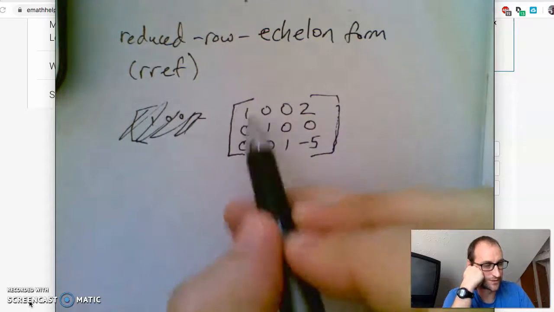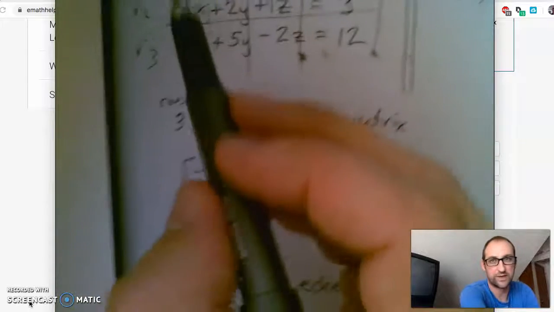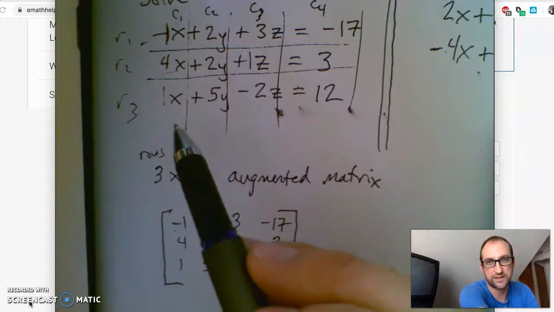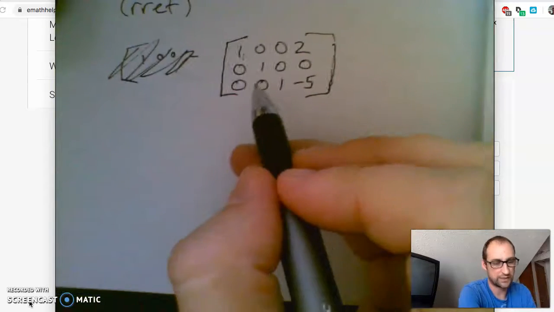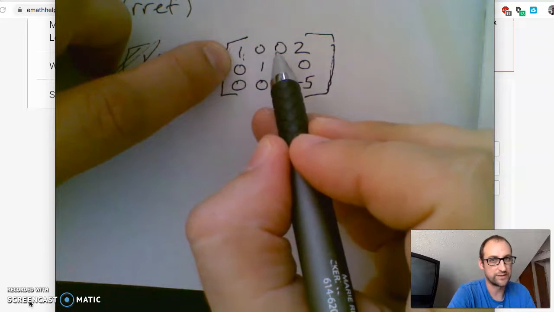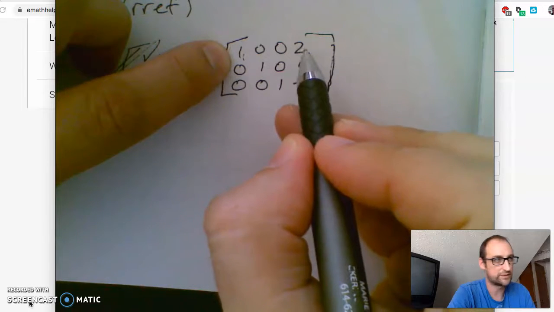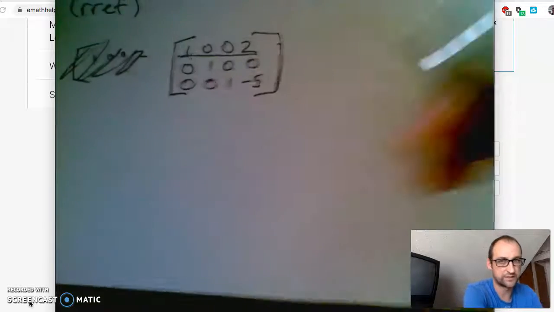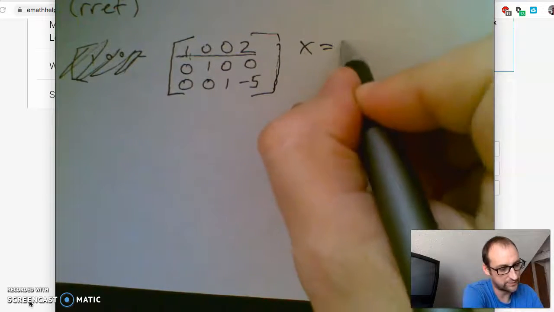Do you remember what the first column meant before we took out all the junk? What was that? They were all x's, right? So what does this actually mean? 1x, no y's, no z's, equals 2. This line right here translates literally into x equals 2.